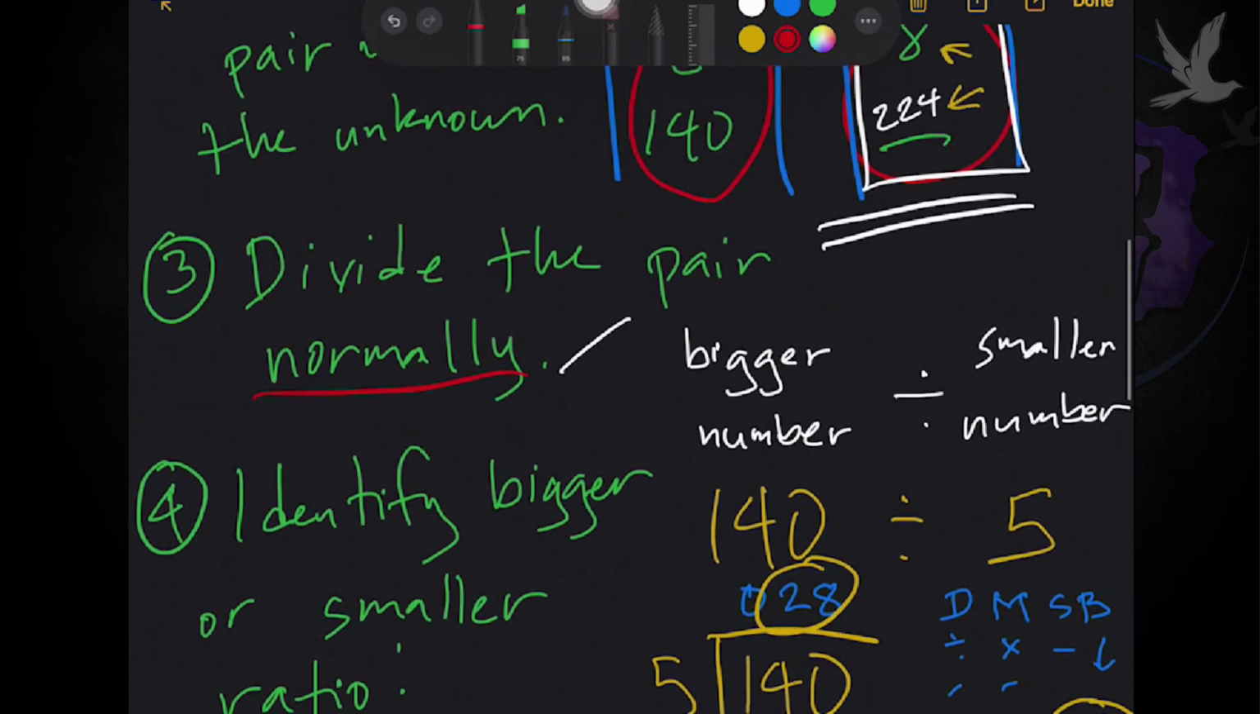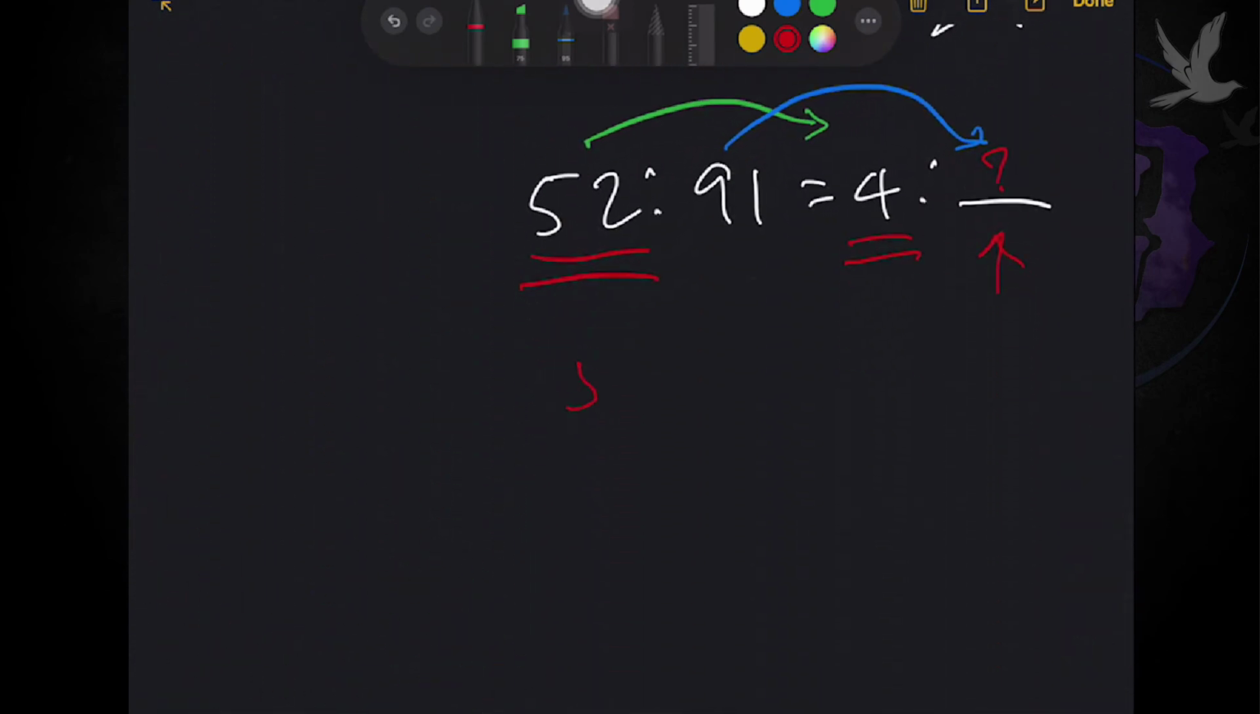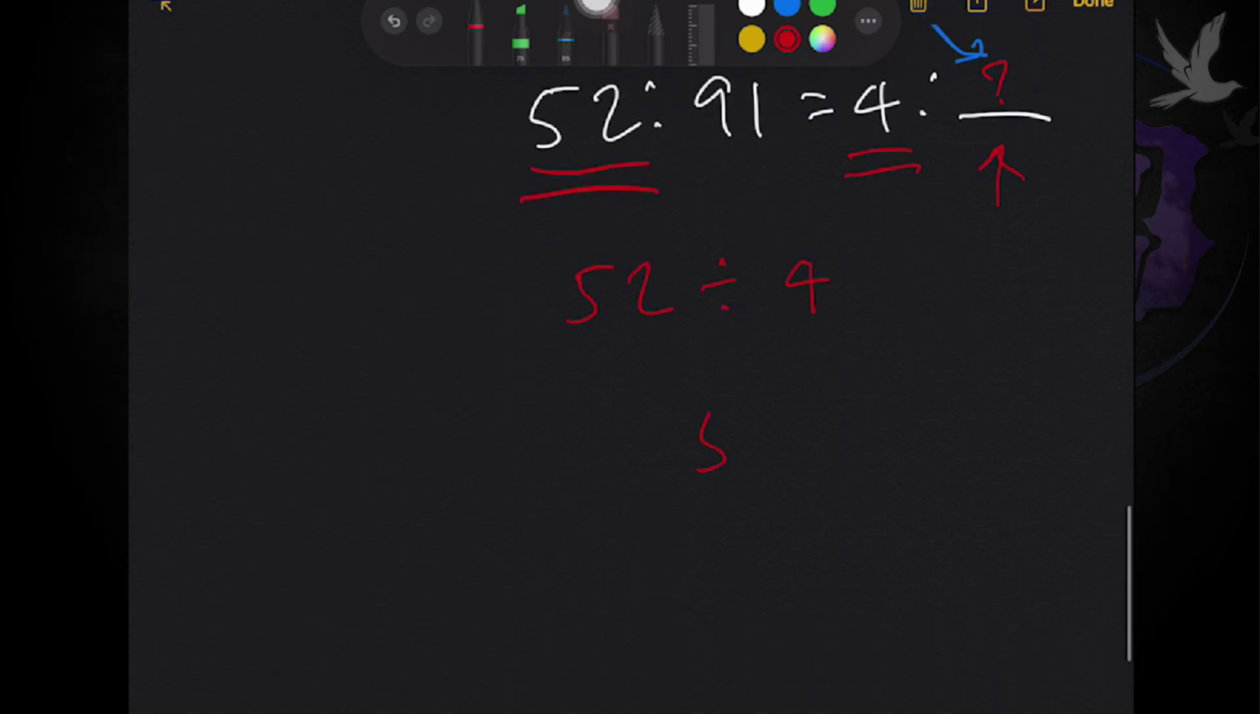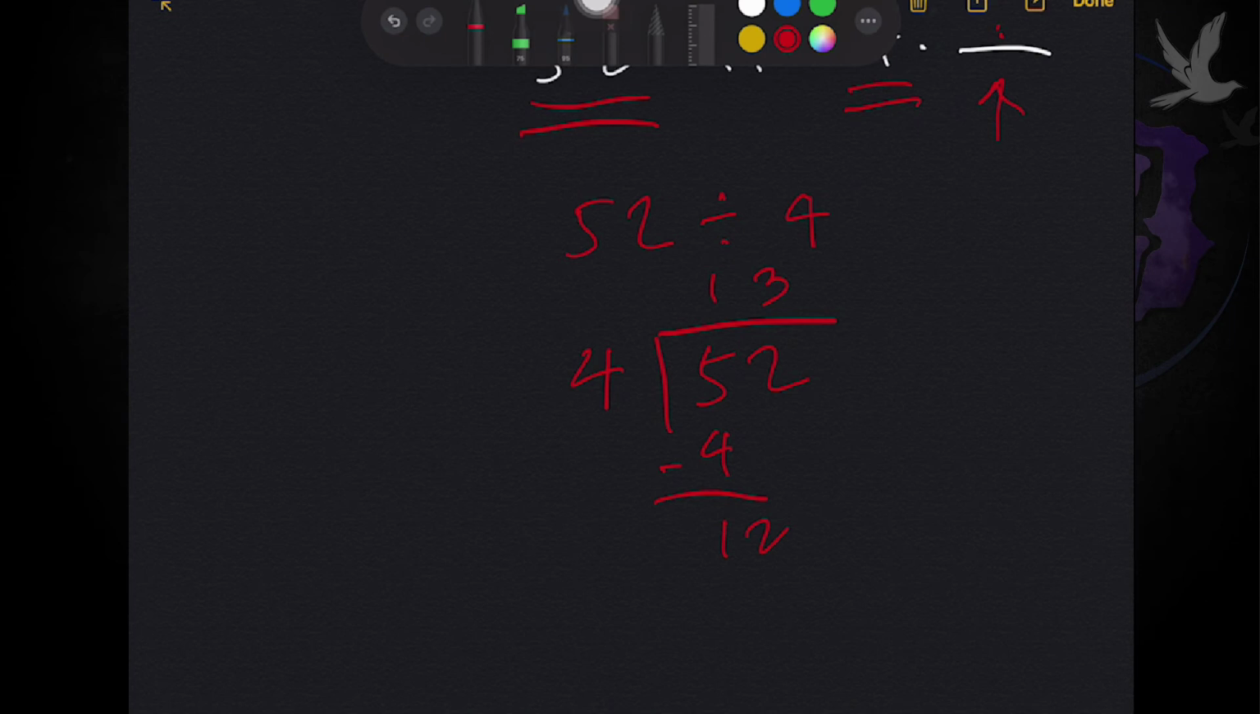Anong gagawin natin sa 52 and 4? Divide the pair normally. Again, 52 divided by 4. Yan daw ang first things first na kailangan nyong gawin. So, let's try to solve this. We have 1, 4, 1, 2, 13. 3 times 4 will give you 12. That's a remainder of 0. So, our quotient here is 13. Quotient refers to the answer when we divide. Okay, dapat alam nyo na yan. Grade 6 na kayo. Ni print ko yan ni post ko yan sa likod ng blackboard dati. So, nandyan na. You now have the quotient.